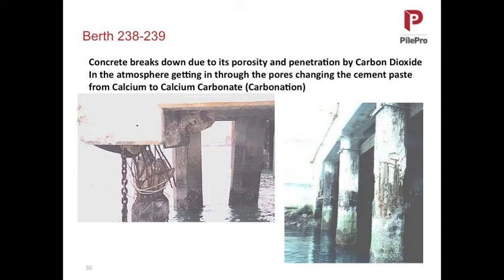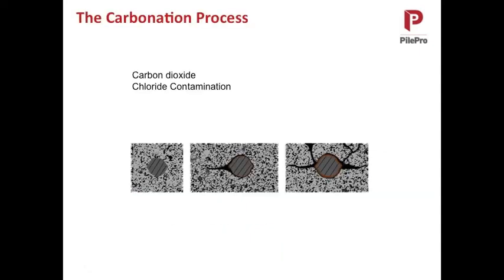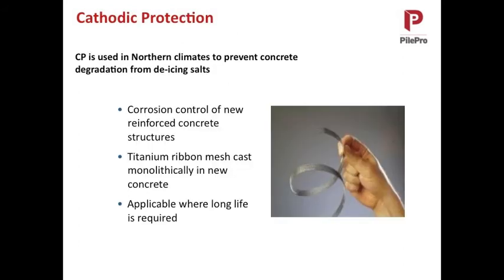It's so bad in the northern climates, because of de-icing salts, because of winter conditions, that they will use cathodic protection in concrete. Now, usually cathodic protection is just for steel, but they use it for concrete to extend the life.